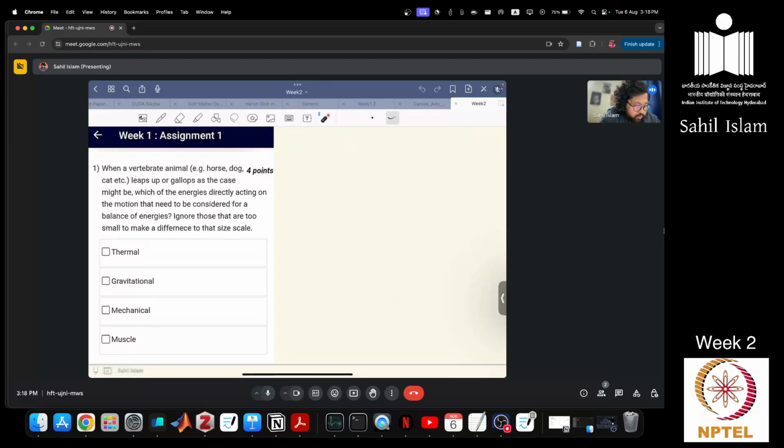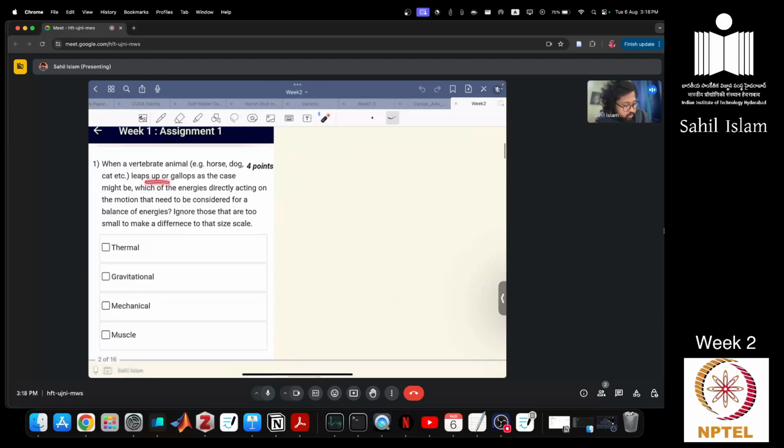So the first question is, when a vertebrate animal, horse, dog, etc., leaps up or gallops, what do you mean by leaps up or gallops? They suddenly move very fast, let's say they hear a very loud noise and they react and start running. Which of the energies directly acting on the motion need to be considered for a balance of energies? Which is the main energy? Ignore those that are too small to make a difference to the size scale.